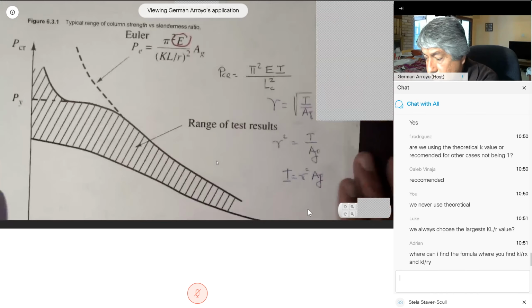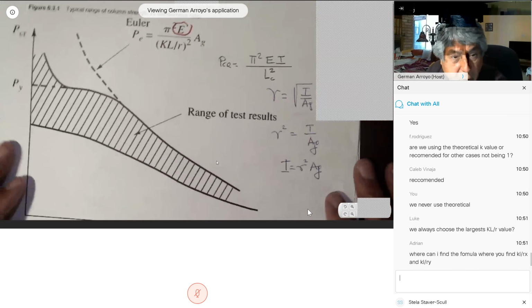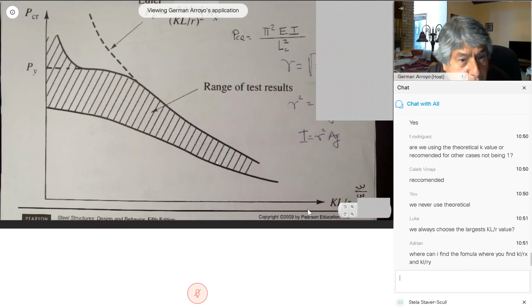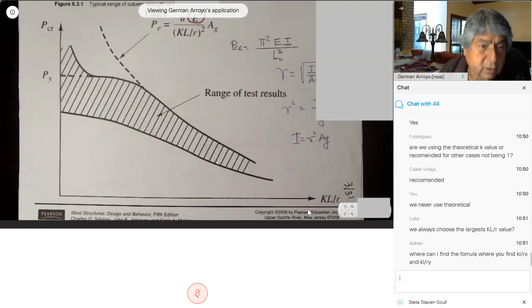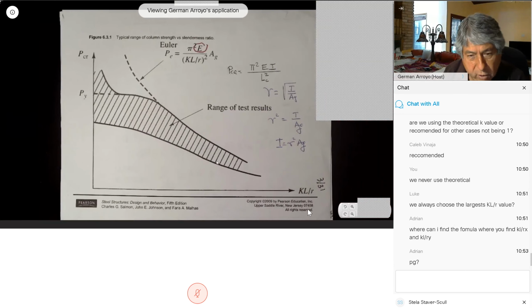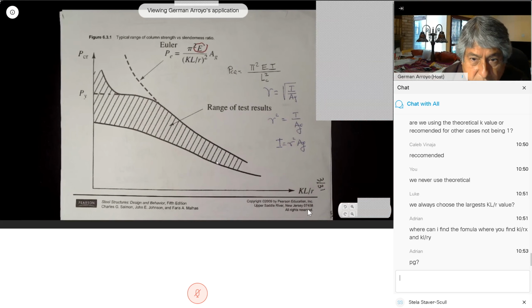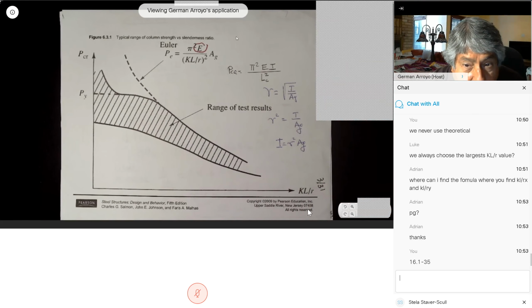This is what we had for column. And this was not invented by the American Institute of Steel Construction. This is the Euler formula to find the critical load. Adrian, I'll come back to you to show you where that is. Look, this is what we use to find the critical load, the Euler load that we use in mechanics of solids. Always the critical load goes with the slenderness KL over R.